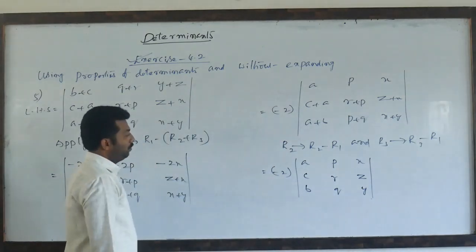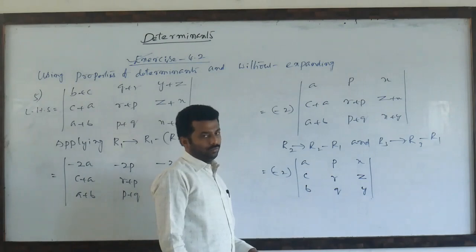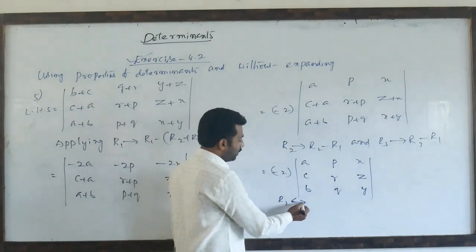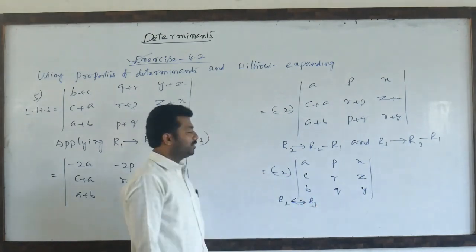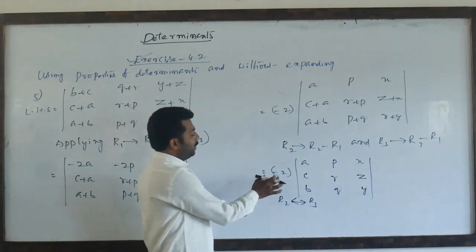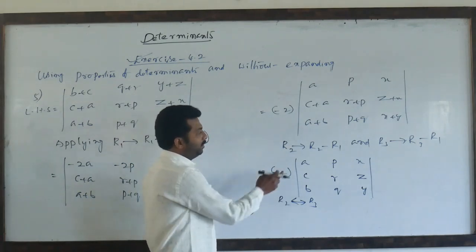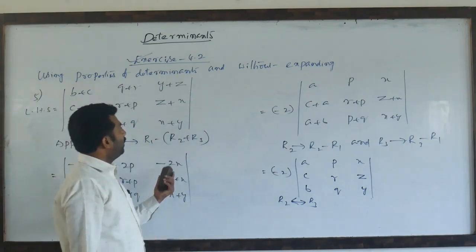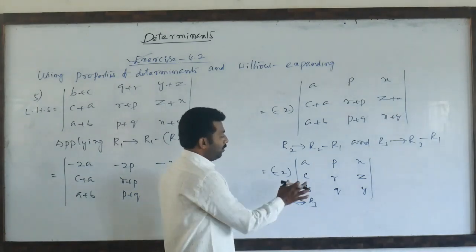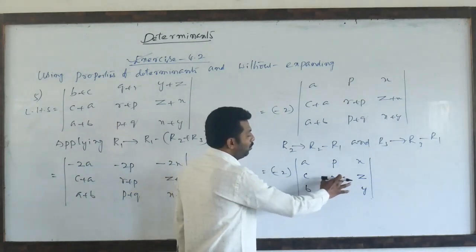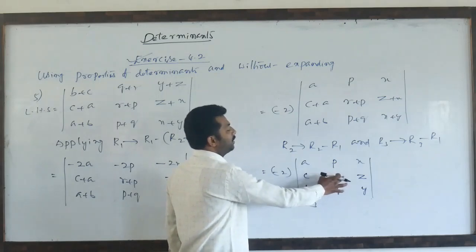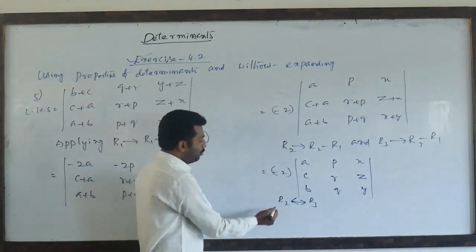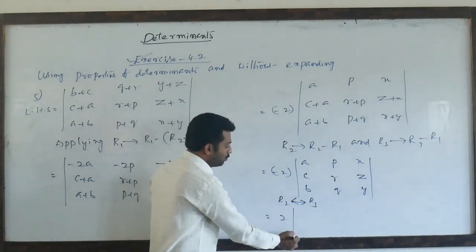But what we have to prove is a, p, x; b, q, y; c, r, z. So R2 and R3 are interchanged. Whenever two columns or two rows are interchanged, that is one of the properties of determinants. So we are using properties of determinants only. Interchanging any two rows or any two columns reverses the sign of the determinant. So minus 2 becomes plus 2, this is 2.